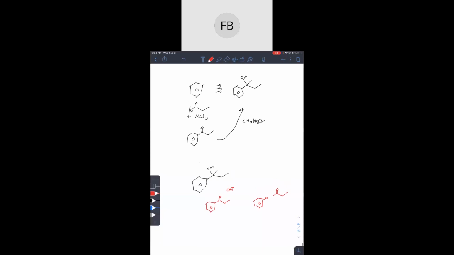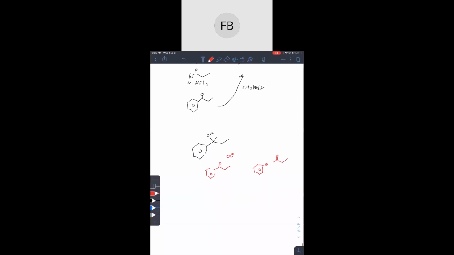Wait, above, isn't there a third pathway that's the same as the first pathway, but instead of having the extra carbon attached to the ketone, it's just attached to the Grignard? Like there would be two carbons attached to the benzene, which would be the ketone, and then CH3CH2 negative. The negative charge would have to be here, right?